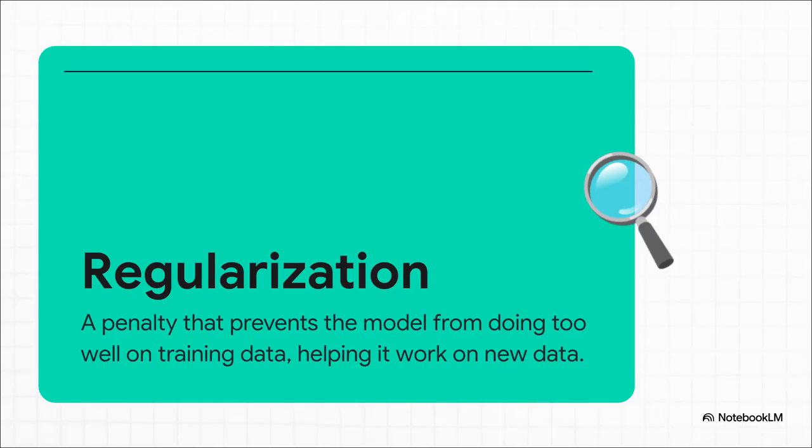The solution here is a clever technique called regularization. You can think of it like a penalty system. We're telling the model, look, I want you to be accurate, but I'm also going to penalize you if you get too certain or make your S-curve too extreme. This basically forces the model to learn the general pattern instead of just memorizing, which helps it do a much better job on new data it's never seen before.